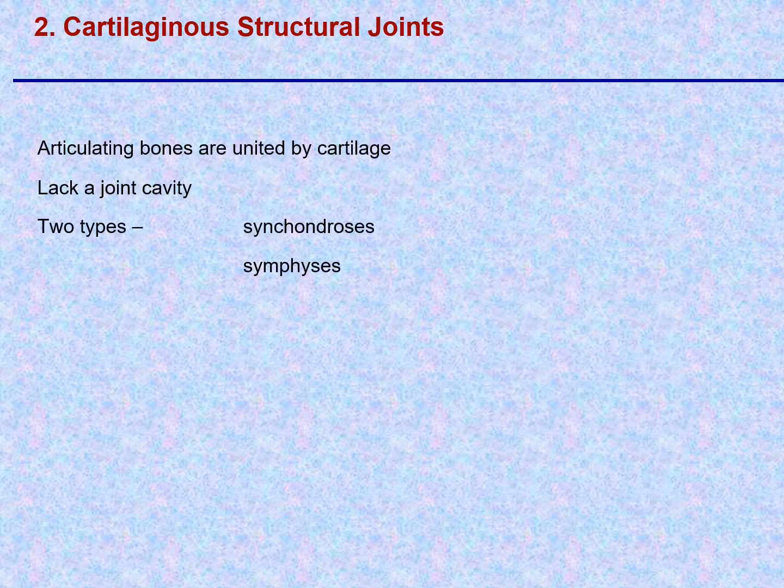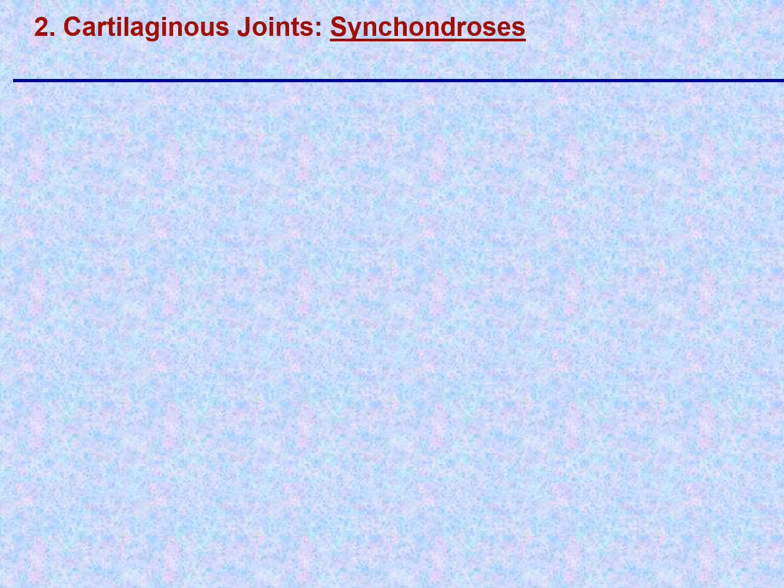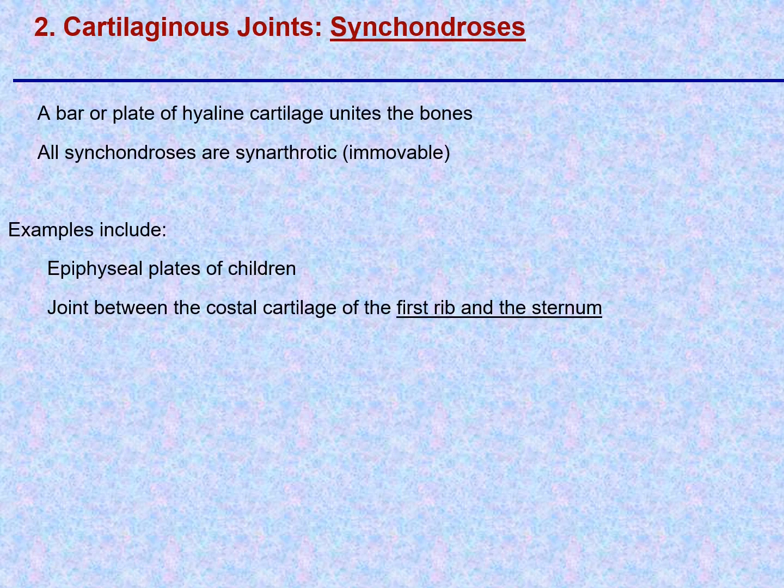So the second structural classification of joints is cartilaginous. The bones that meet at the joint are connected by cartilage as opposed to fibrous tissue. They don't have a joint cavity, just as the fibrous structural joints don't. There are two types of cartilaginous joints: the synchondroses and the symphyses. And these are as follows. Synchondroses, a bar or plate of hyaline cartilage that unites bones.